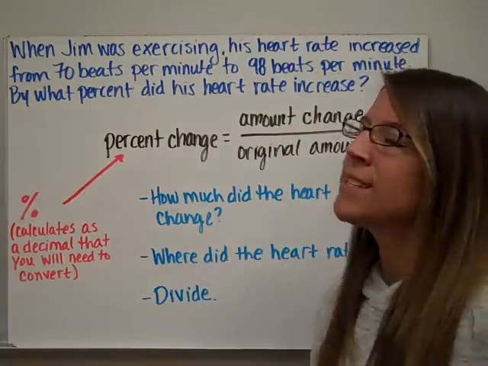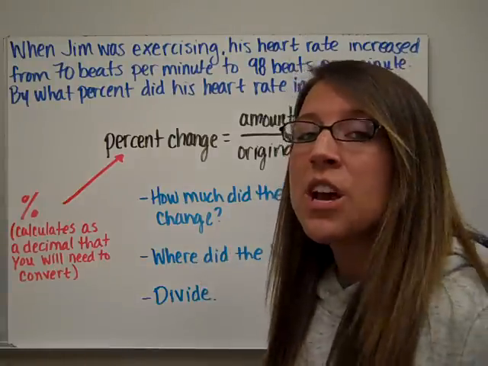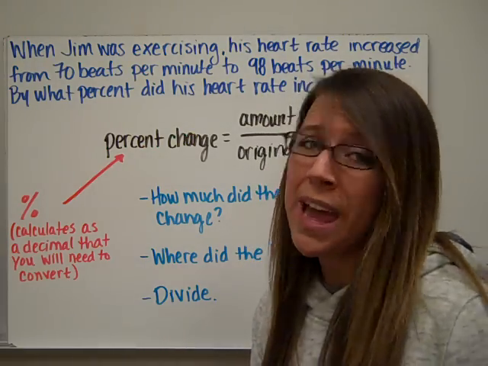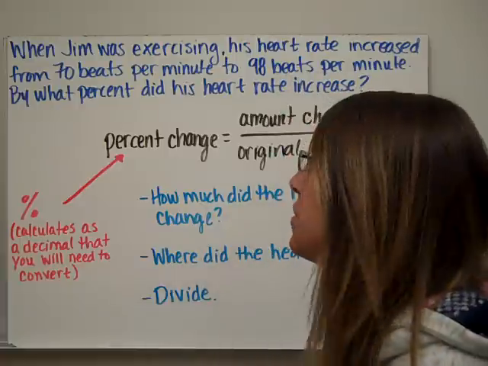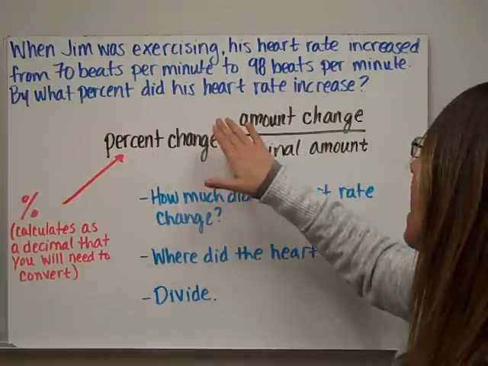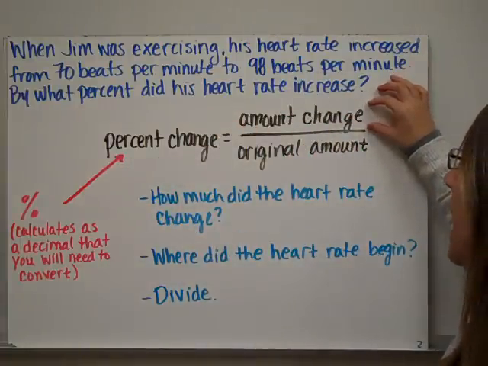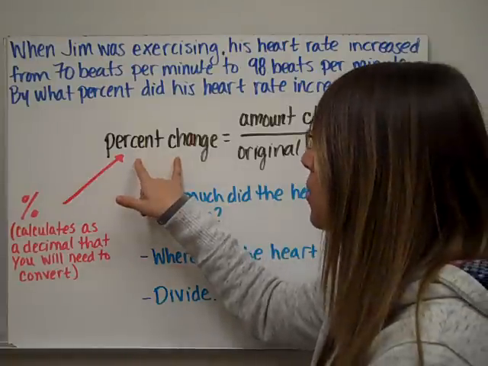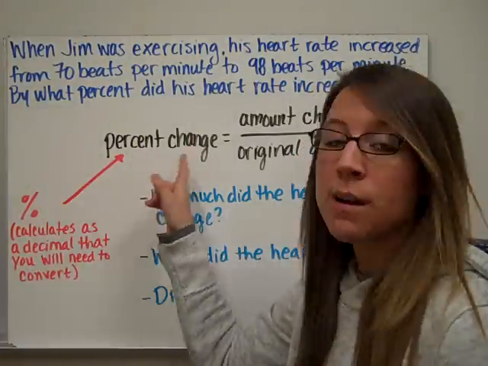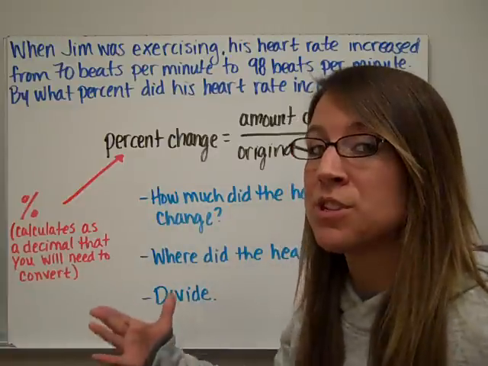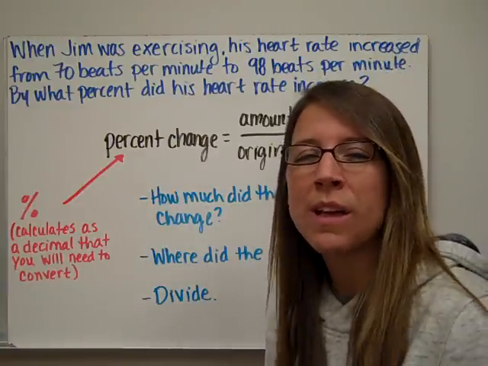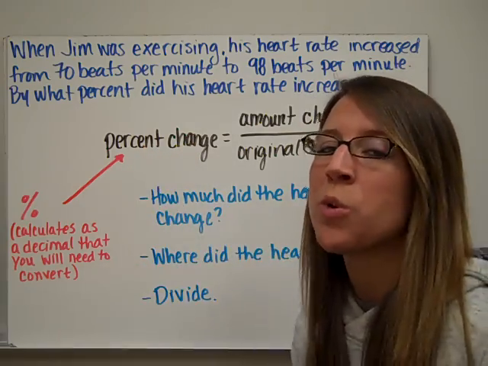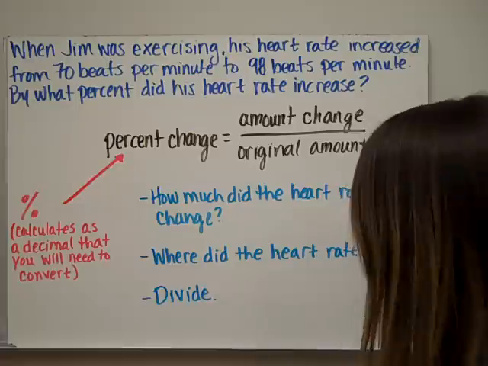So we do have this formula that we could use. I would urge you to keep it in mind. Oftentimes we forget it, but it's okay because we're going to have a solid understanding of percents. Percent change equals the amount change divided by the original amount. And I want you to recall that percent change, if it comes out, is going to represent a percent, but because when we calculate, we don't calculate with percents, this is going to be calculated as a decimal amount that you're going to have to convert back to a percent.